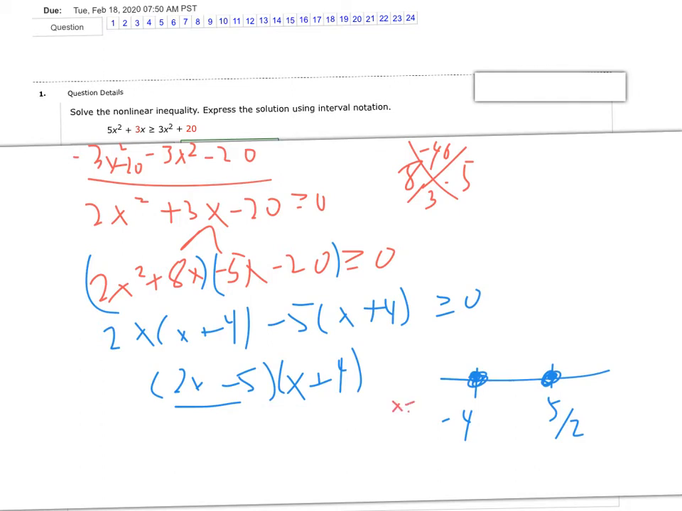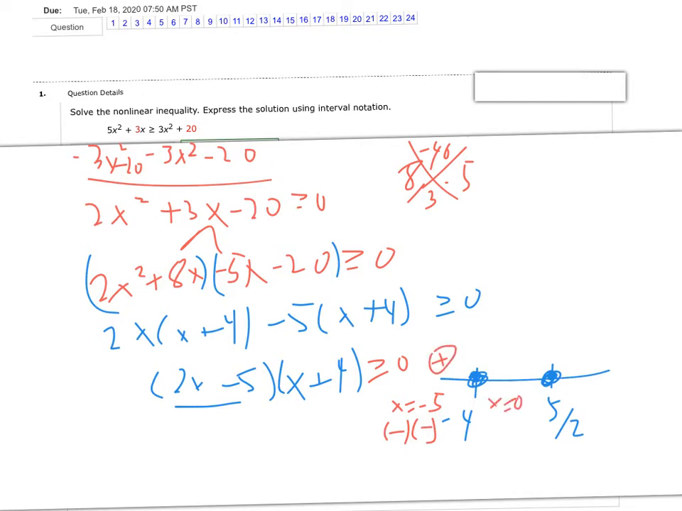So I'm going to test a number over here. It's just got to be smaller than negative 4, so I'll go negative 5. I'm going to plug it into both of these parentheses here. So negative 5 times 2 minus 5, that's obviously negative. Negative 5 plus 4, also negative. And a negative times a negative is a positive.